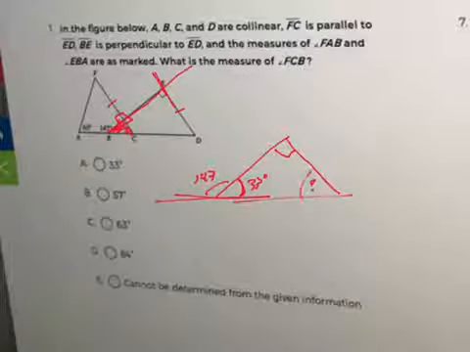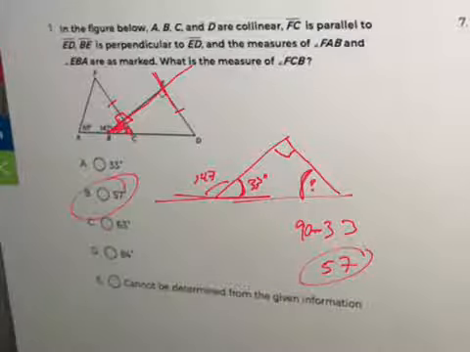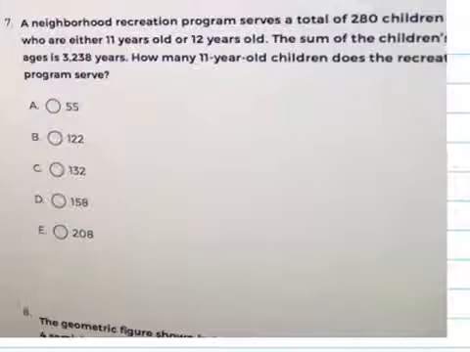Which means this has to be 90 minus 33, because they all three have to add up to 180. 90 minus 33, 7 gets me to 40, 57. 57 it is. So here's another one.